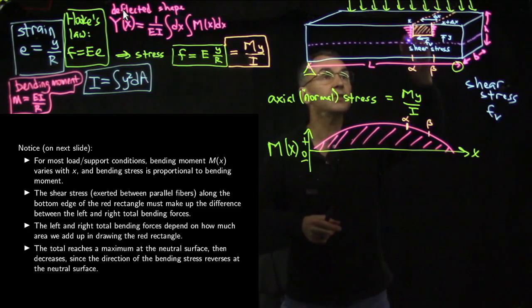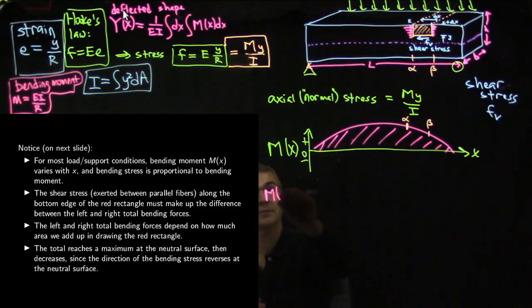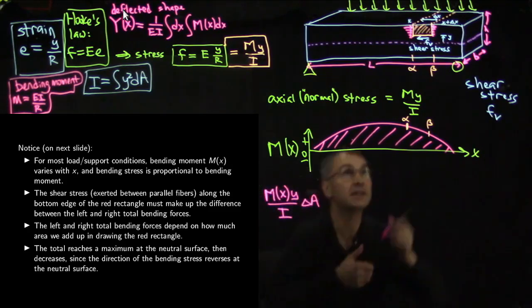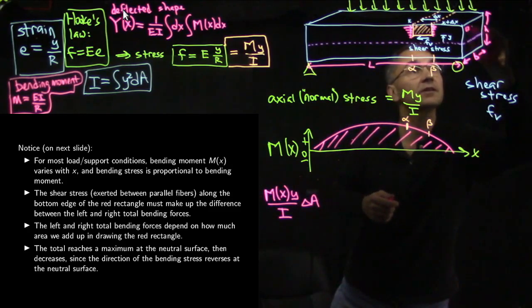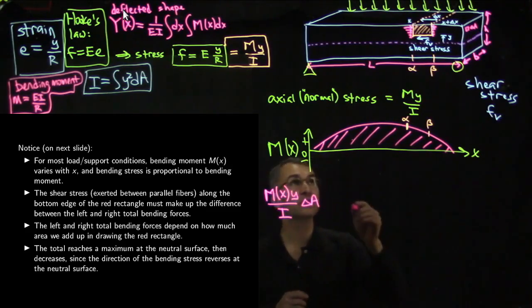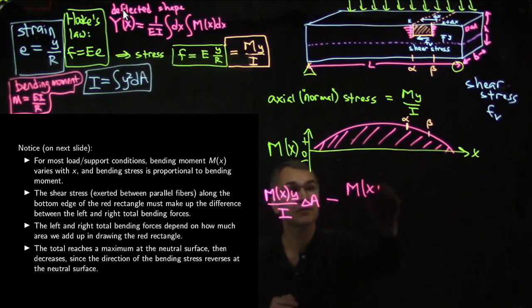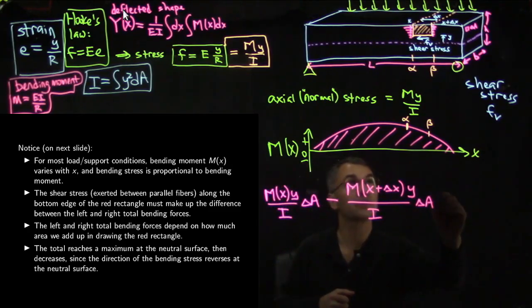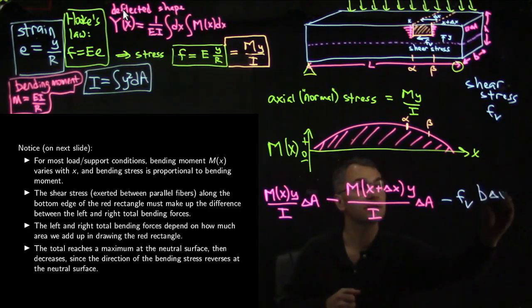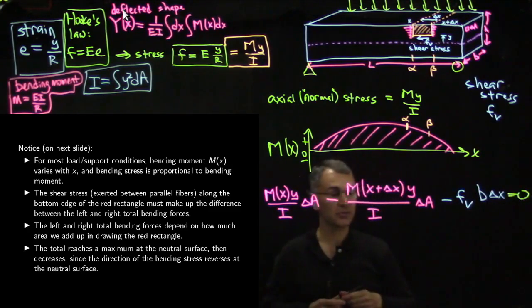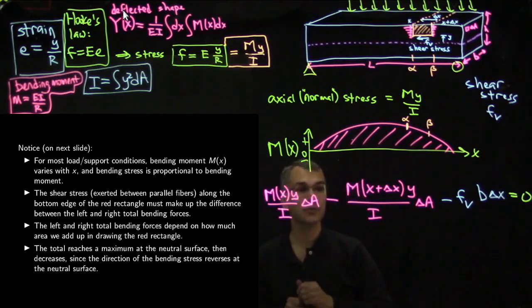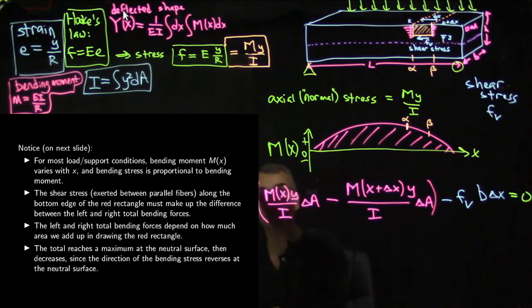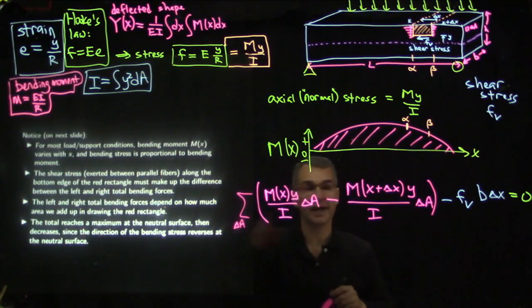So these forces in magenta acting to the right are M of x times y over I, and then we have delta A. Delta A is going to be some little chunk of cross-section here. We're adding up over that cross-section. Then we have the forces to the left, so we have minus M of x plus delta x, y over I, delta A. Then we have this shear force to the left, which is minus f_v b delta x. And that all has to add up to 0 to keep this little chunk of beam in equilibrium. Also, to do this properly, we have to add these things up over all little patches of area, delta A. So we'll do that also.